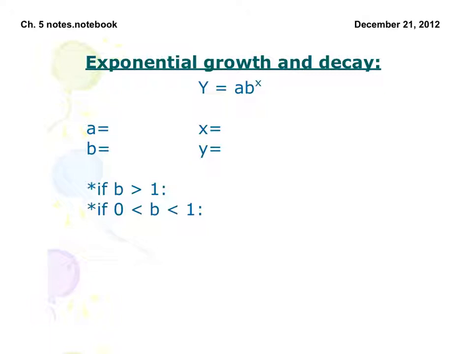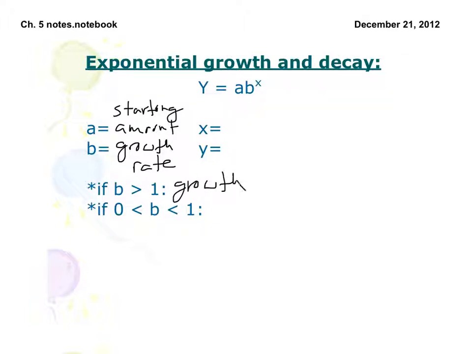I'll look at a couple growth and decay models here, just to label some parameters. If we have y equals a times b to the x power, a is always going to end up being your starting amount. b is your growth rate. Keep in mind here, if we ever see that b is bigger than 1, that would be an exponential growth problem. If it's ever between 0 and 1, that's a red flag that it's a decay model.